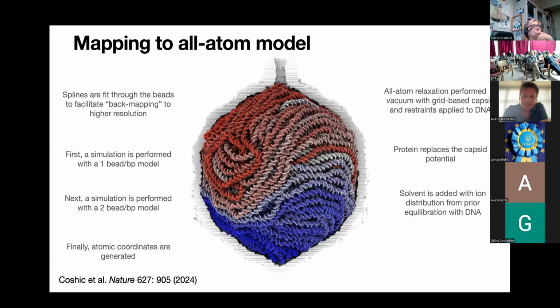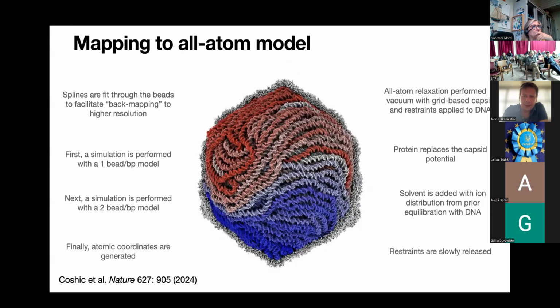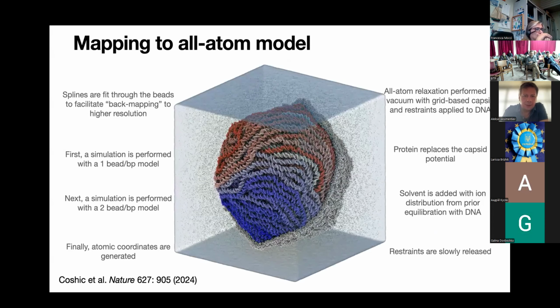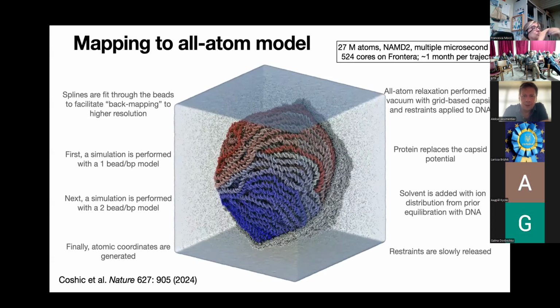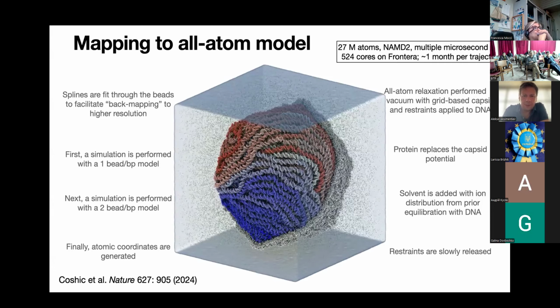And then we put back the capsid and surrounded it by water and ions. And that's how we got the first complete all-atom structure of a packaged virus. So we again had access to Frontera, so we built several models and ran them. It was an expensive simulation, but okay, someone has to do it, so it was us.